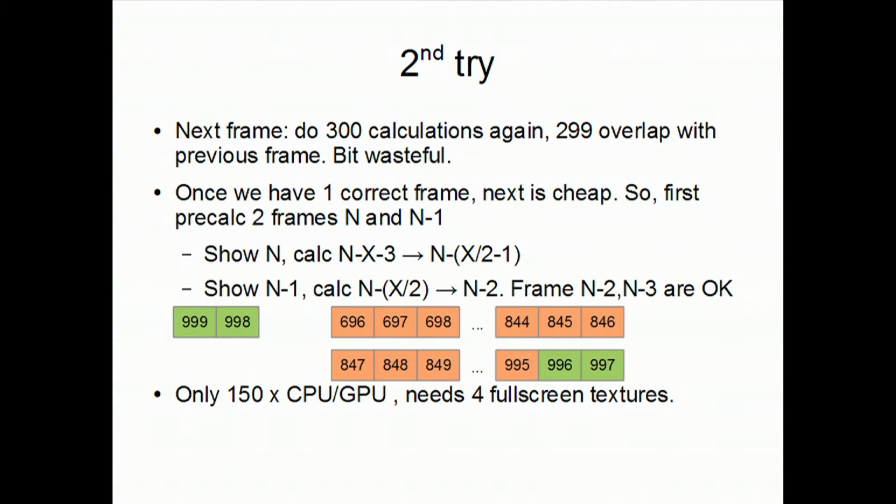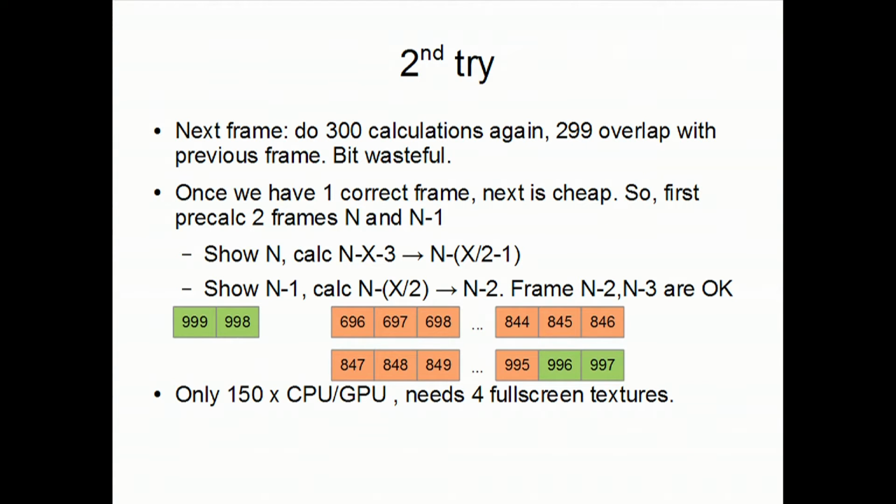And for the next frame, you have to do that again. But of those 300 calculations, 299 overlap with the previous frame, so there's room for optimization. Because once you have one correct frame, the next one is very cheap. You can just apply your effect once.